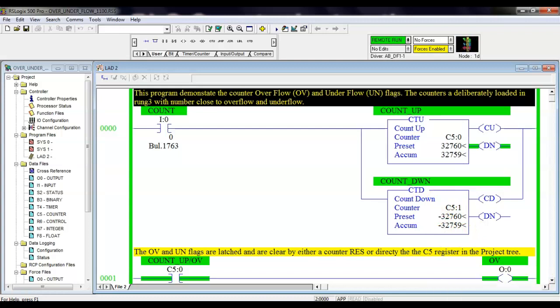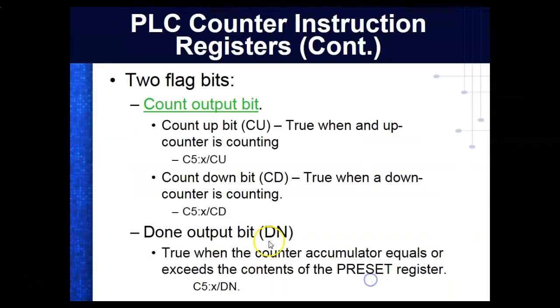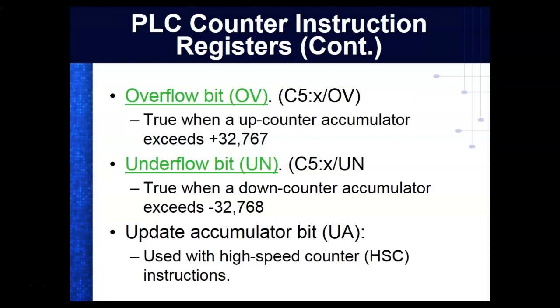So there's underflow and overflow. Y'all need to know that. Count up bit, true when the up counter is counting. Count down is true when the down counter is counting. Overflow, we know what that means. True when the up counter exceeds a positive 32,767. You go one more count, then the thing does what? Changes sign. The underflow bit, true when the down counter's accumulator exceeds minus 32,768.